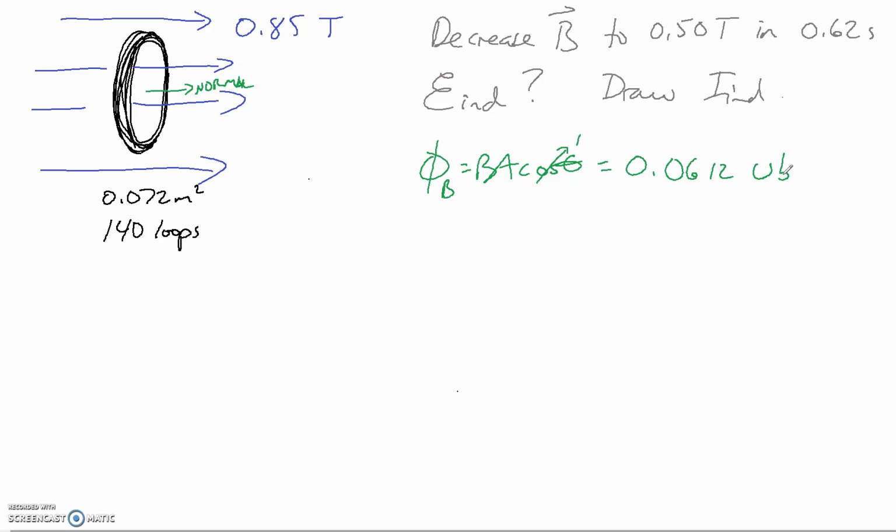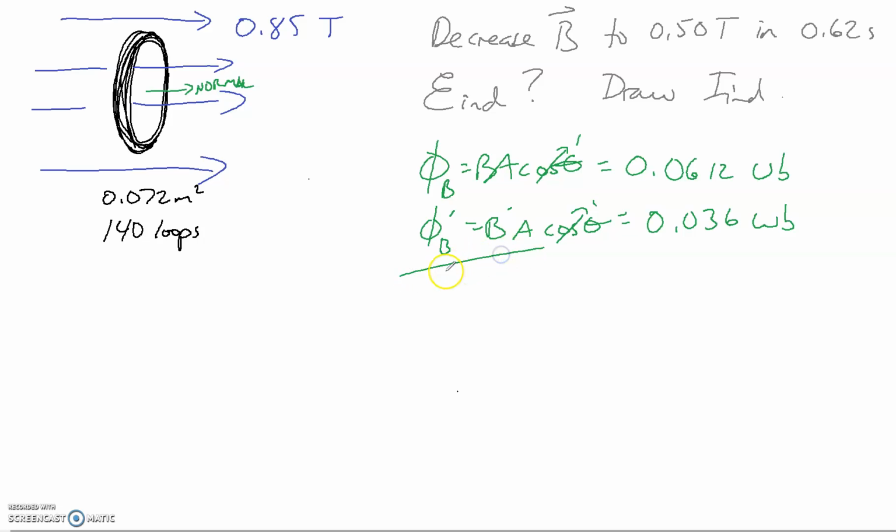Then the magnetic field is going to get weaker, so we will have our new flux. That'll be the same type of calculation, except of course it should be weaker this time. So we've got the B of 0.5, and we multiply that by the area of 0.072, and we will get 0.036 Webers there.